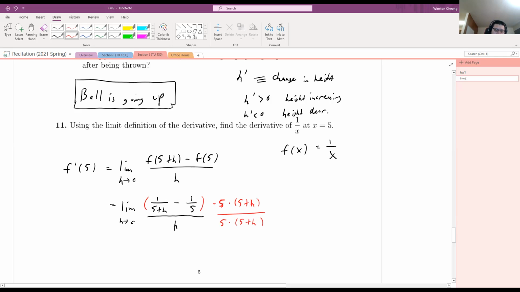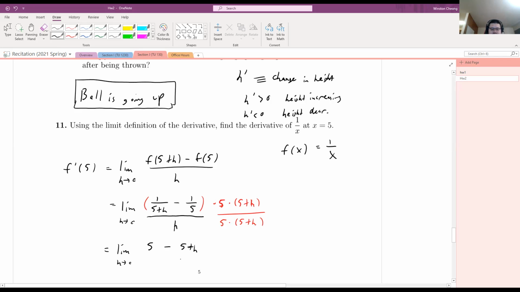So when I multiply this into the first fraction, it's going to kill the denominator, and you're going to be left with 5. If I multiply it over to the second fraction, it's going to kill the 5. You're going to be left with 5 plus h. So let's go ahead and write that. So multiply over, we get 5 on top. Multiply the second one, we get a 5 plus h.